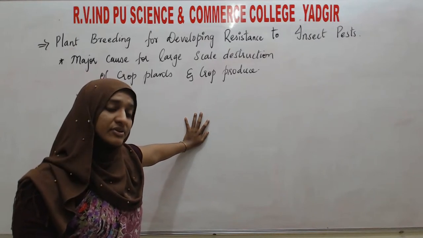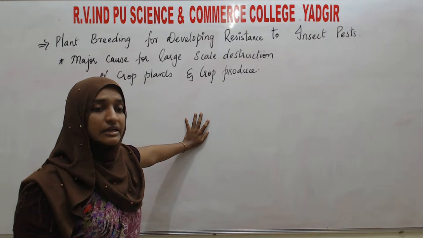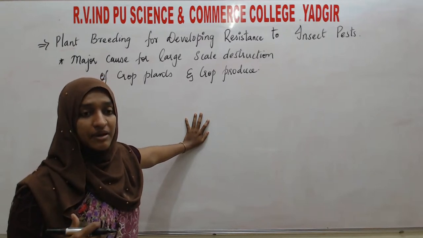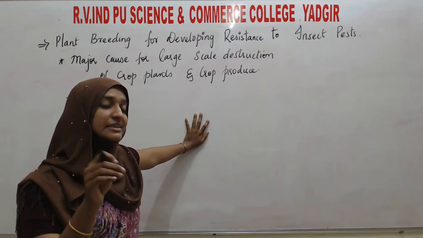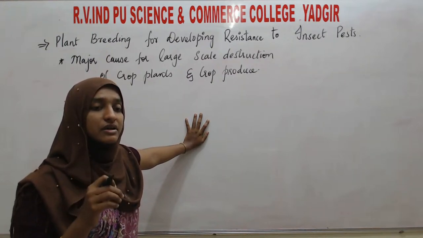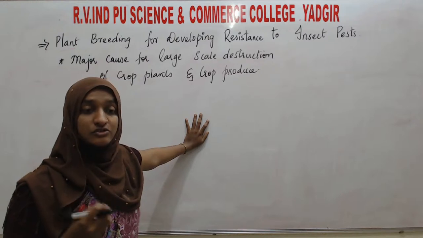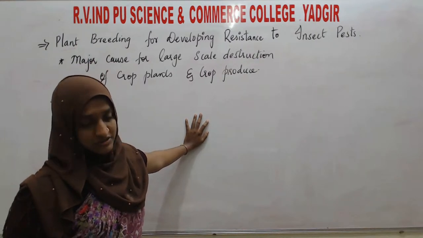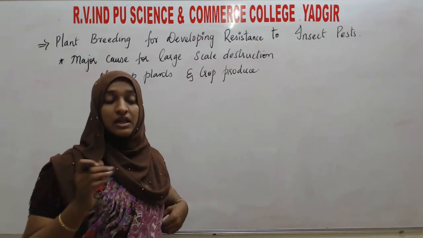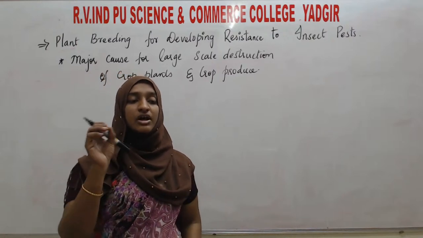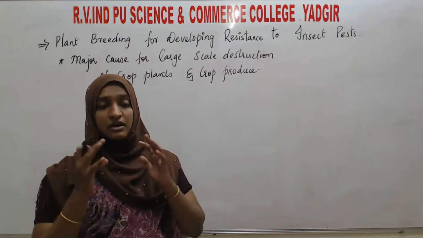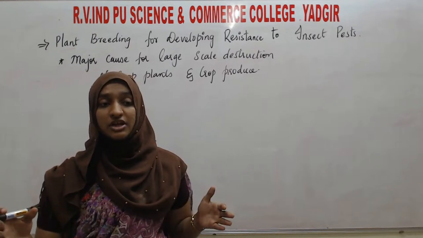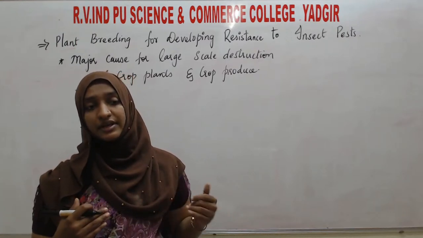Except that, after cultivation also, they will take that particular grain, the jowar, bajra, wheat and all, and store it in gunny bags. After that also, small insects are going to damage the food products. So that is also one type of loss for the crop products. And you cannot see one or two insects in the particular field or in the products you had produced after cultivation. It will be in a large number, which are going to destroy on a very large scale.